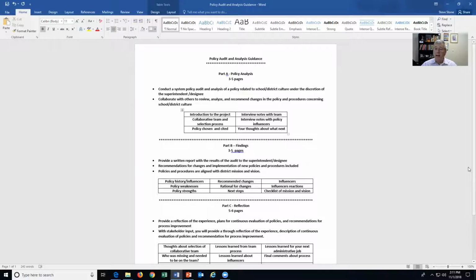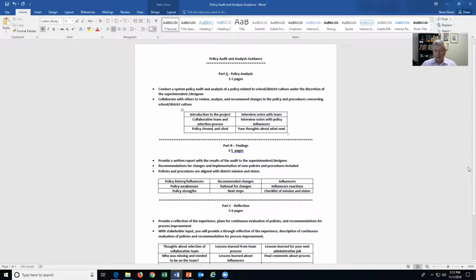So here's what I know and what the other TaskStream evaluator will be looking for in your projects A, B, and C. They're each separate, and they will be submitted separately. So it's not one big project. You will actually have three different pieces to the project.